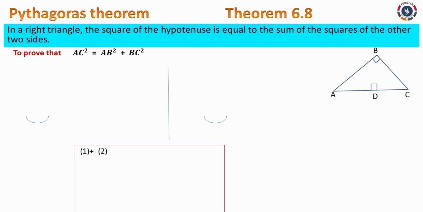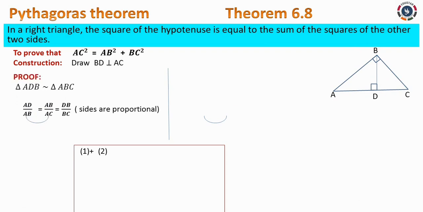So now which theorem we are going to use? Theorem number 6.7. Yeah, we are going to draw one altitude. That is like this. BD is perpendicular to AC. We have drawn, and we will get two triangles. Triangle ADB is similar to triangle ABC. Triangle BDC is similar to triangle ABC. So, using that concept, we will get a ratio AD by AB, DB by BC, AB by AC.